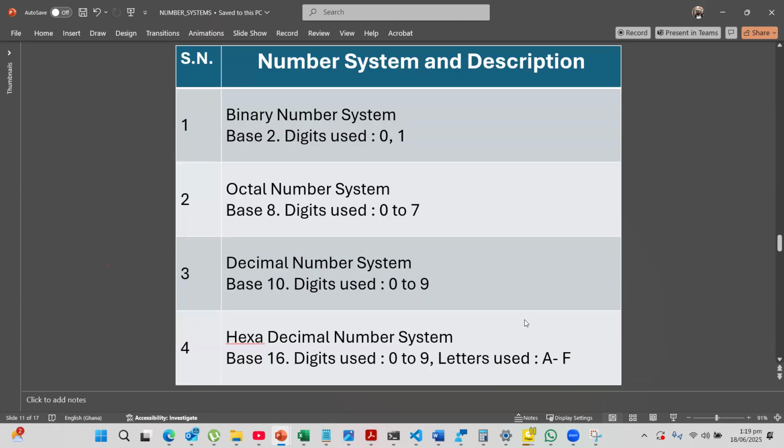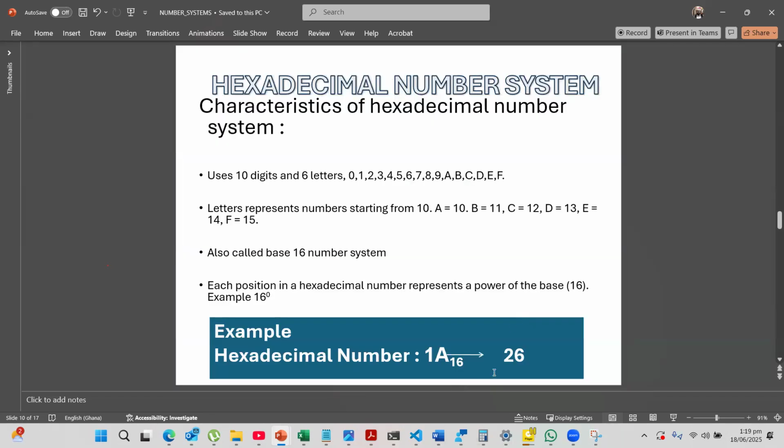So if I go and see 1A, technically, I'm writing 26. So the A there has a value that is used to represent itself.